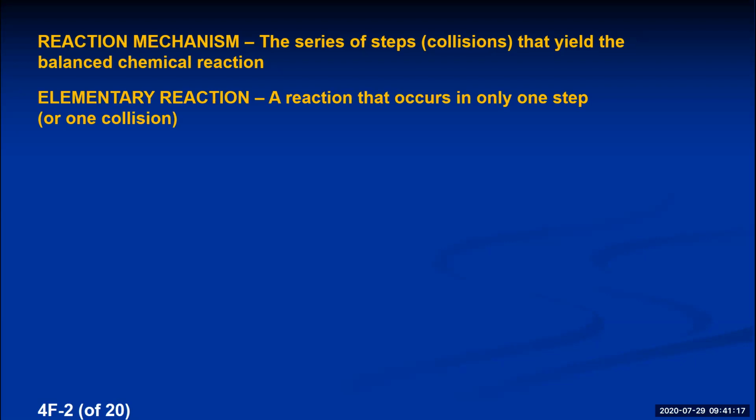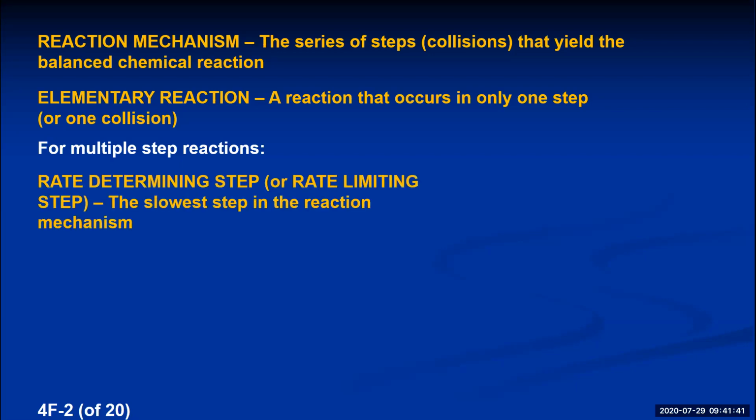And if we want to relate the reaction mechanism to the rate of a chemical reaction, then what's important is going to be the step or the collision in the mechanism that takes the longest time, the slowest step. So for multiple step reactions, if we want to try to predict how fast the reaction is going to go, we want to focus in on the slowest step. That's called the rate determining step or the rate limiting step. It's the slowest step in the reaction mechanism. Why is it the one that determines the rate?